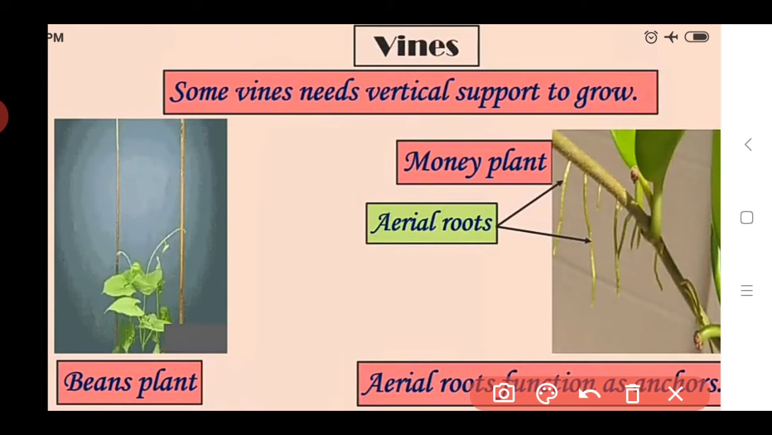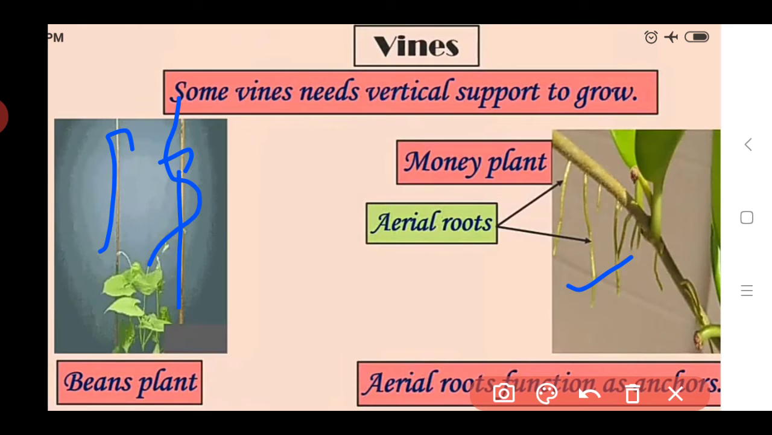If we see, it requires a support, and on this support these grow. Also we see the money plants. In money plants also they have such type of aerial roots. So these aerial roots help to anchor or attach to the host plant or any support. So in this way, some vines need vertical support to grow.